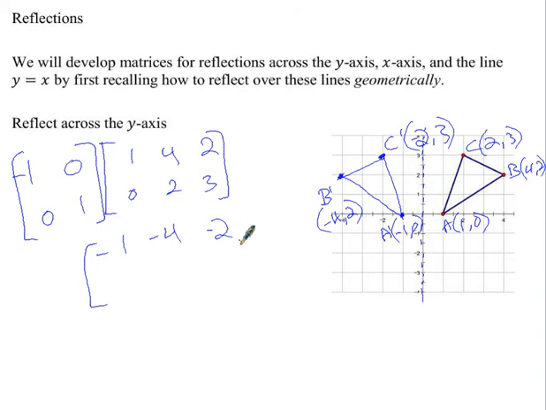Yes. Let's check the bottom row just to make sure that nothing changed there. This time I'm multiplying bottom row times first column. 0 times 1 is 0. 1 times 0 is 0. Add them together, I get 0. 0 times 4 is 0. 1 times 2 is 2. 0 times 2 is 0. 1 times 3 is 3. Did the bottom row change? No. So all I did was change the top row by changing all the signs. This matrix right here is the matrix you will use to reflect any object over the y-axis without the use of a figure.